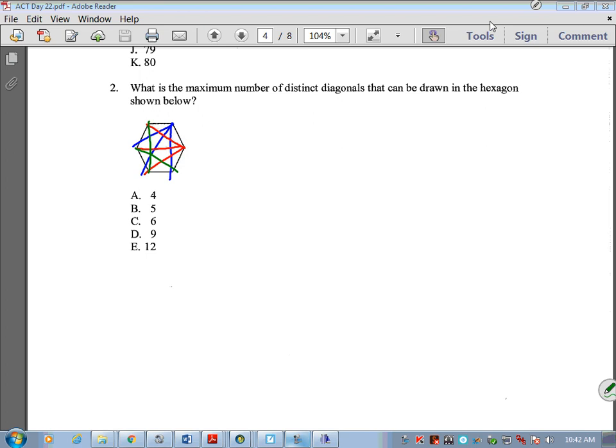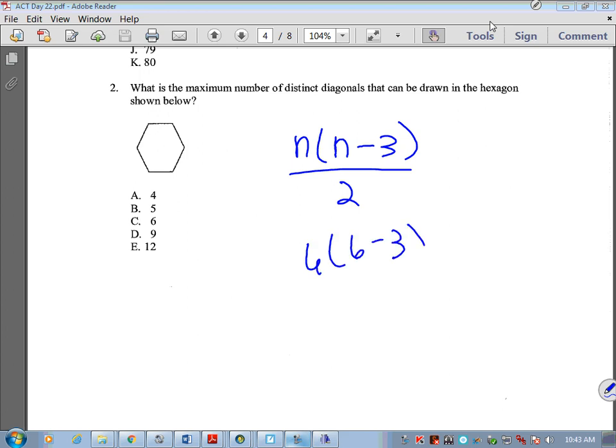So you find yourself drawing and then erasing and starting over again and trying to do a better job of counting. Well, there's a better way than that, which is take the number of sides that you have times the number of sides you have minus 3 and divide by 2. So how many sides do I have? I've got 6 sides, right? So 6 times 6 minus 3 divided by 2. Well, 6 minus 3 is 3. 6 times 3 is 18. 18 divided by 2 is 9. Okay? So that formula will tell you the number of diagonals.